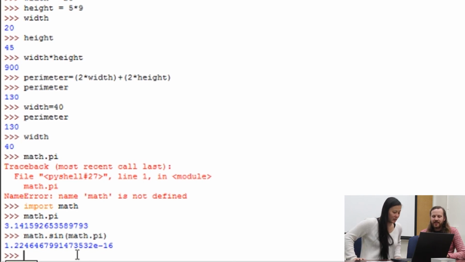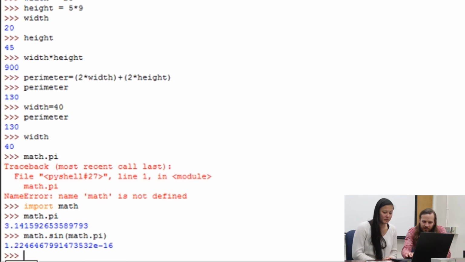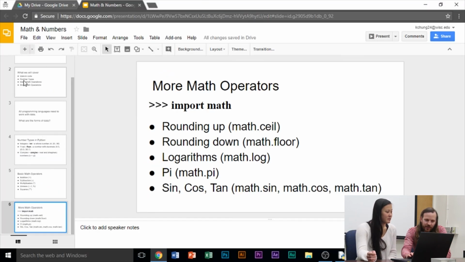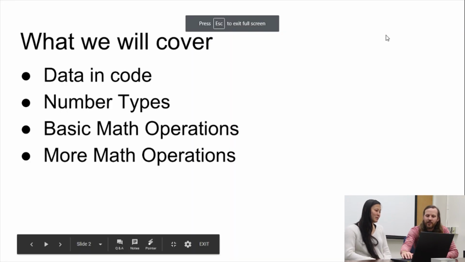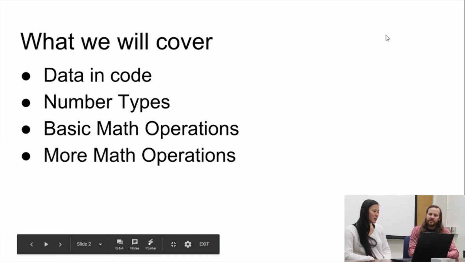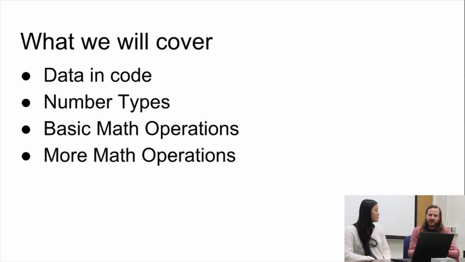Well, let's just quickly review what we did today. We were talking mostly about math and numbers, and we talked about data and code, being able to store things for all sorts of purposes, the 3 different number types: integer, float, and complex. But for the purpose of this class, you're only going to be trying to remember integers and floats, which should be pretty intuitive. Integer, no decimal; float, decimal. And then basic math operations is the main purpose.